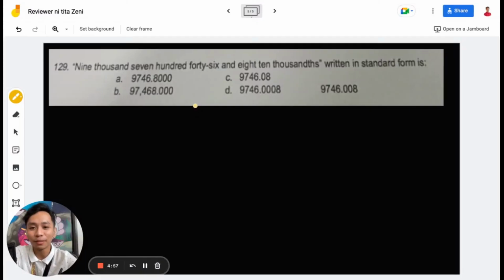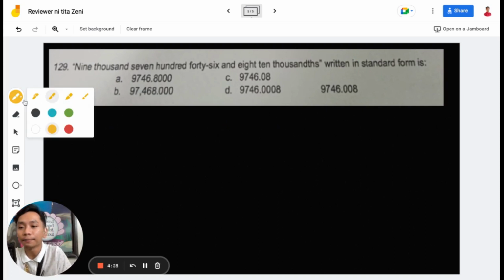Alright, usapang decimals naman tayo ngayon. This is a sample problem which says: 9,746 and 8/10,000 written in standard form is. So essentially, binigyan tayo ng words na kailangan i-translate into numbers. And the key to answering this item is to be familiar with the place value system.